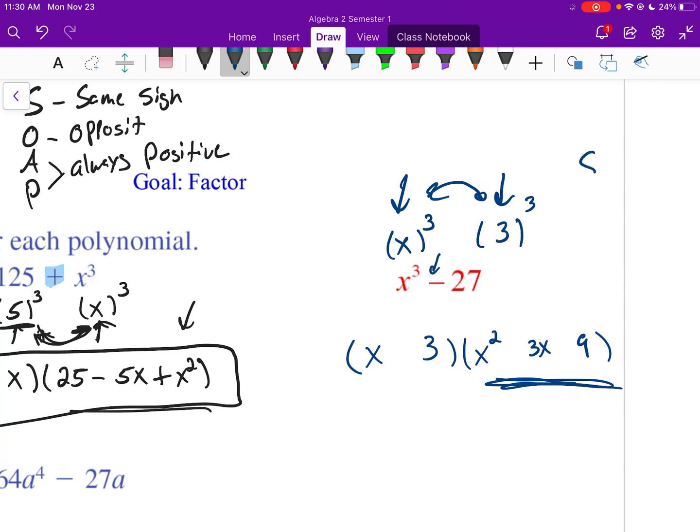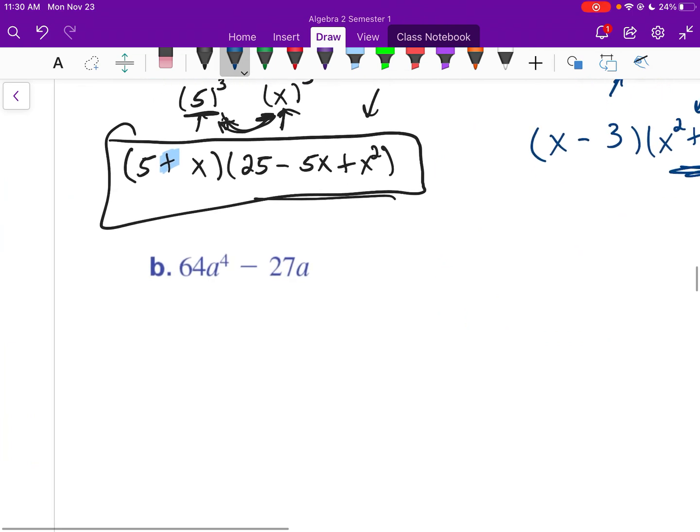Now for my signs again, SOAP, same sign, so minus, opposite, always positive. Same sign as the negative, opposite sign for there, and that term will always be positive.